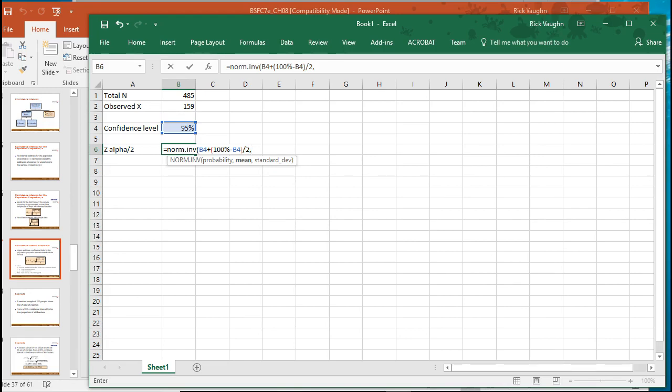All right, so now we're going to put in your mean and your standard deviation. We're on the normal distribution curve, so we're going to put a mean of 0 and a standard deviation of 1.